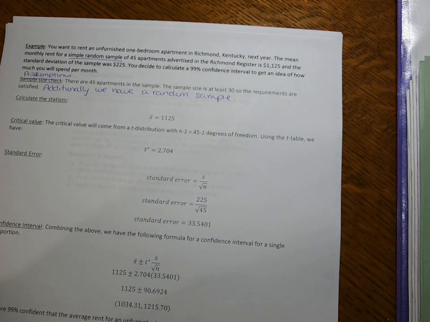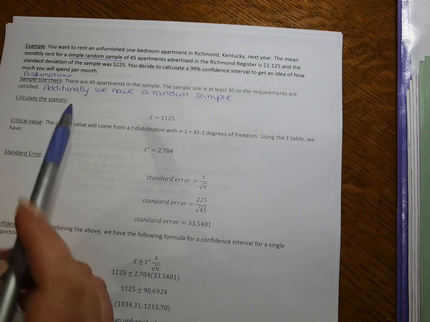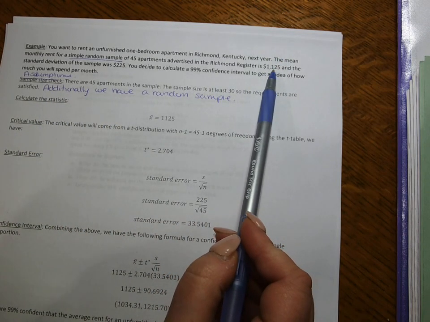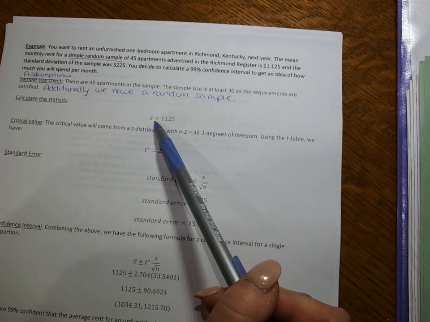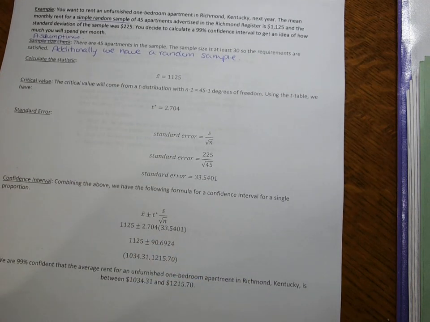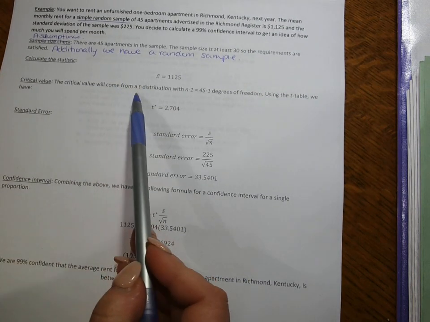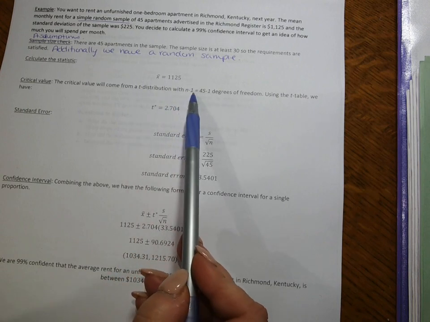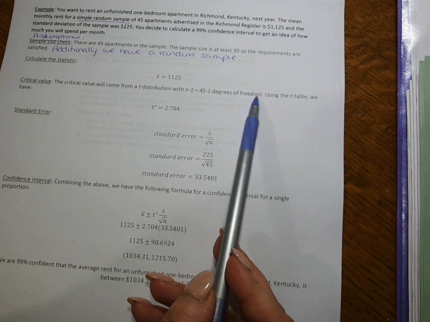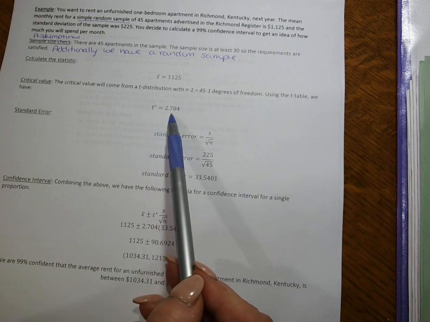Next, we need to calculate the statistic. We'll notice that they tell us that the sample mean was 1,125, so this tells me that x bar is equal to 1,125. Next, we need to find the critical value. Our critical value comes from a t-distribution with n minus 1, in this case 45 minus 1 degrees of freedom. So using the t-table, we'll have this value.